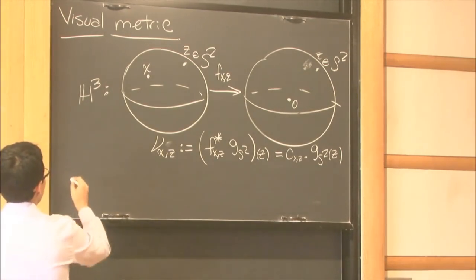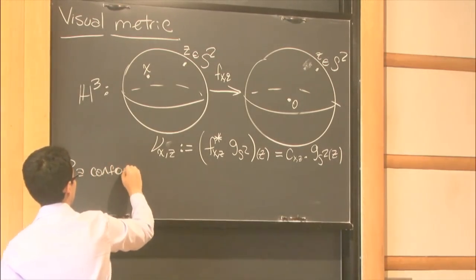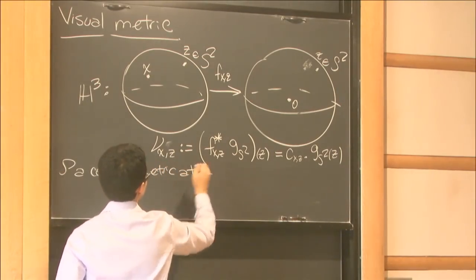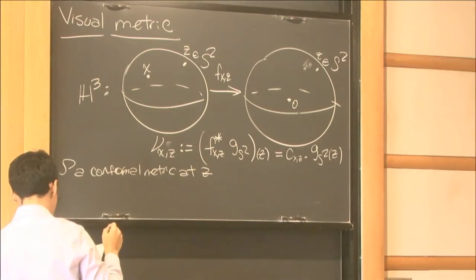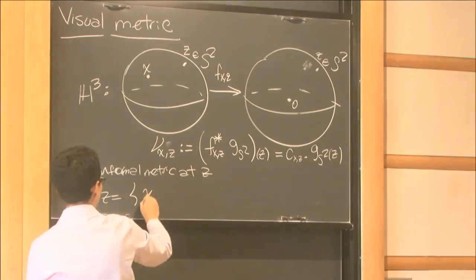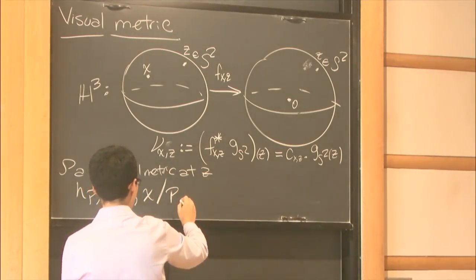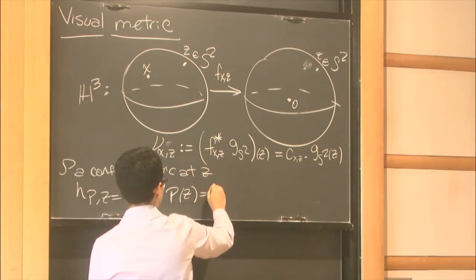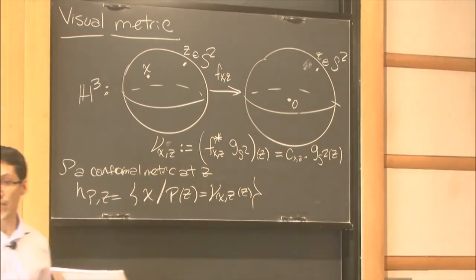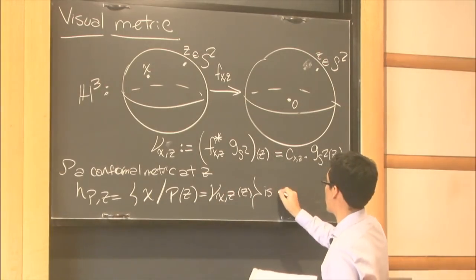In particular, if you have rho, a conformal metric at C, meaning conformal to the metric in S2, you could define the following set. You look at all the points such that when you look at your particular metric at C, this coincides with your visual metric.